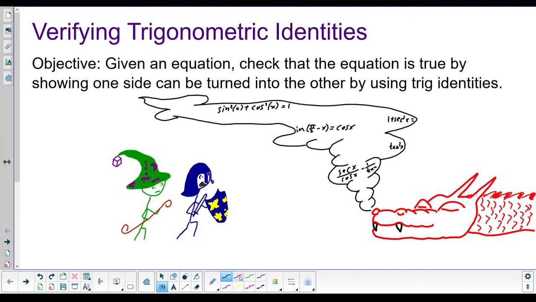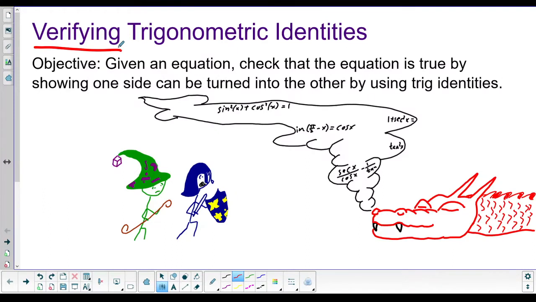So let's talk about verifying trig today. What we mean by verifying is I'm going to tell you the answer, and we have to just make sure that it is the answer. So you know the answer. It kind of gives you a sense of direction. That should be super helpful to us.